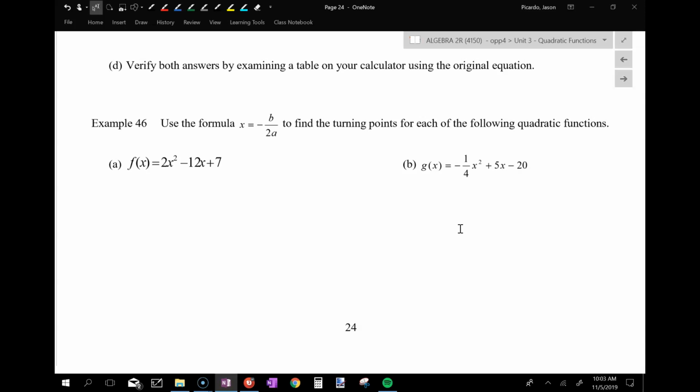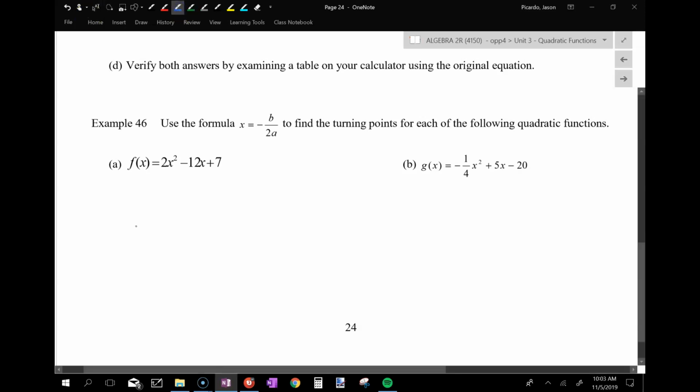Last example of the class. I have f of x equals 2x squared minus 12x plus 7. This says use your formula x equals -b over 2a to find the turning point. Guys, I know you can do that. Let's make sure we can do it the other way.